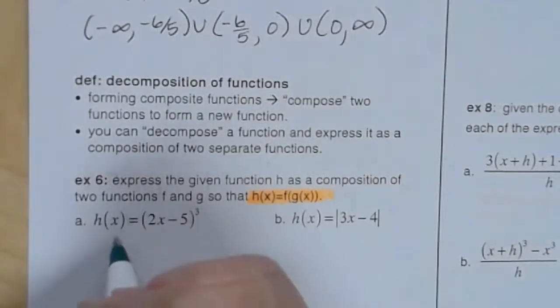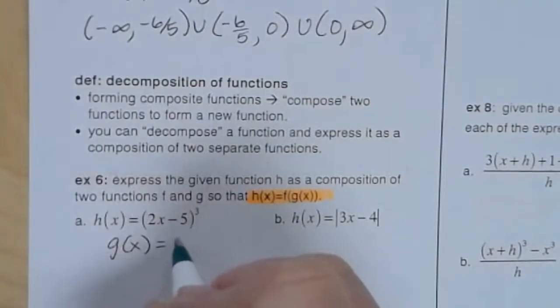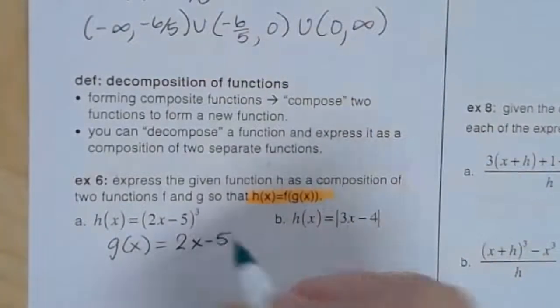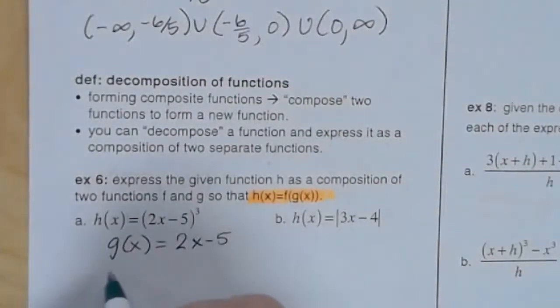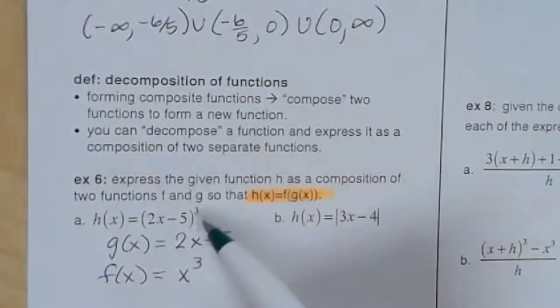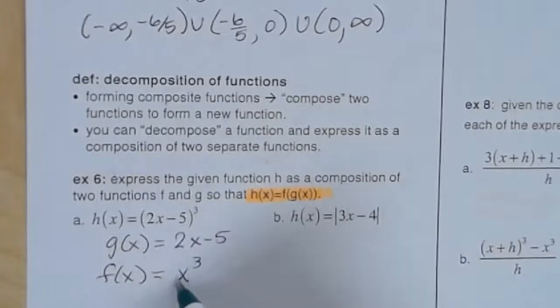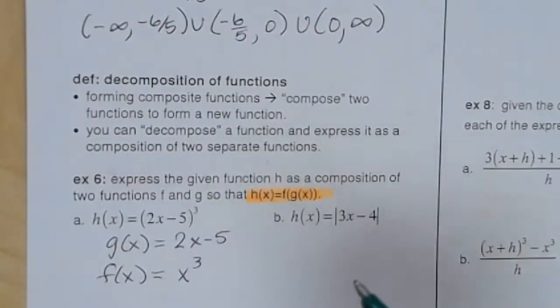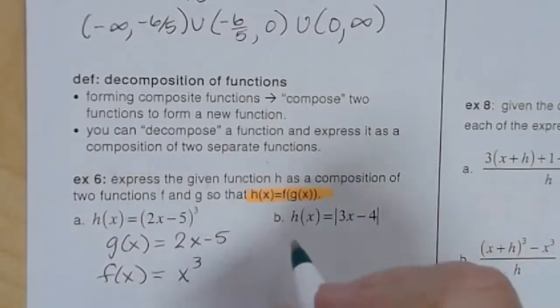So what's inside here is 2x minus 5. If I take that and plug it into x to the third, will I get h of x? Yes. If I take this, plug it in here, will I get h of x? Yes. Is that the only answer? No, that's just the most common. Then we go to the next one.